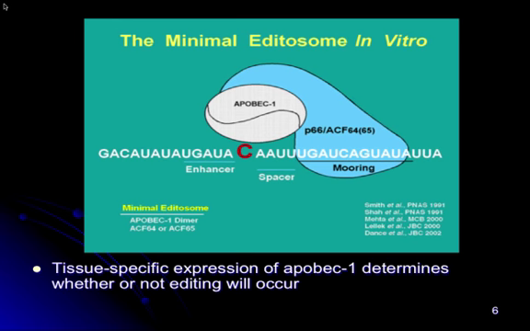Here's ApoB1. This is called the minimal editosome in vitro. Editosome means what's required in order to edit ApoB mRNA, and this is in a test tube. So basically, if you want to do gene therapy, you've got to figure out how this thing works. Here's ApoB1. See the yin and the yang? ApoB1 functions as a homodimer. Okay, there's two copies. They bind to each other. Then they bind this protein right here.